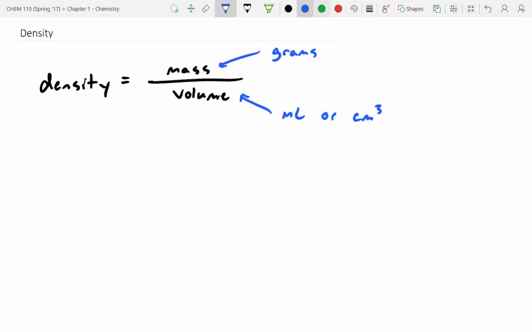One thing that's important to remember too is that this is a really valuable tool. You can change this around using simple math. So if density equals mass over volume, what would mass equal?